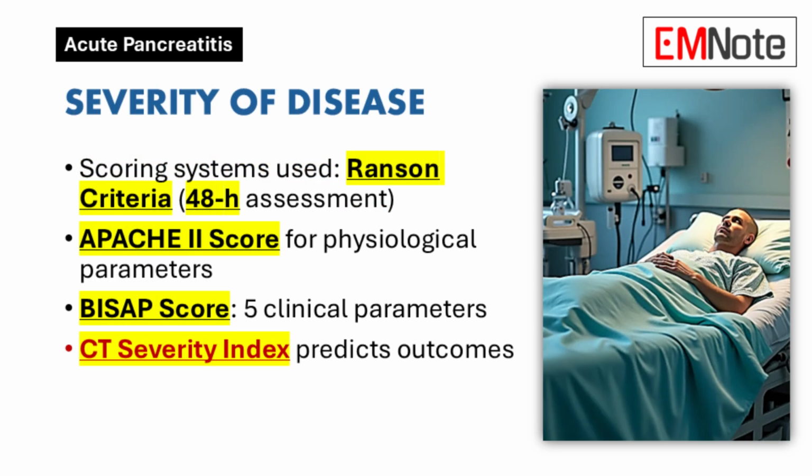Assessing the severity of acute pancreatitis early is essential for effective management. Several scoring systems can help predict the severity and mortality risk, including the Ranson criteria, which uses 11 clinical factors within the first 48 hours of admission, and the Acute Physiology and Chronic Health Evaluation 2 score, which evaluates physiological parameters. The Bedside Index for Severity and Acute Pancreatitis score is a simpler tool, using 5 readily available clinical parameters, while the Computed Tomography Severity Index, based on computed tomography findings, serves as a powerful predictor of morbidity and mortality.